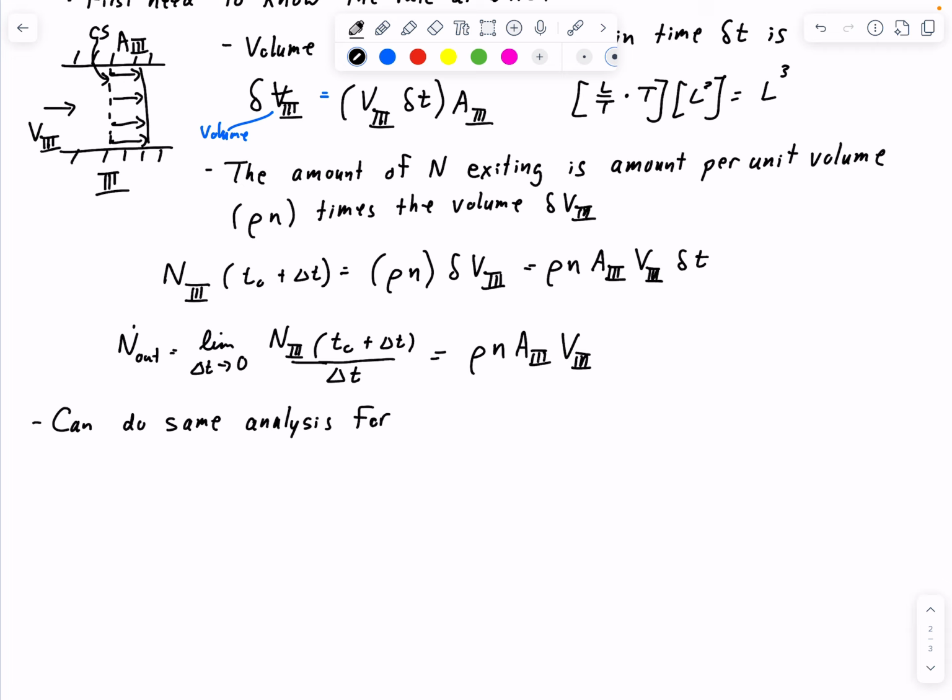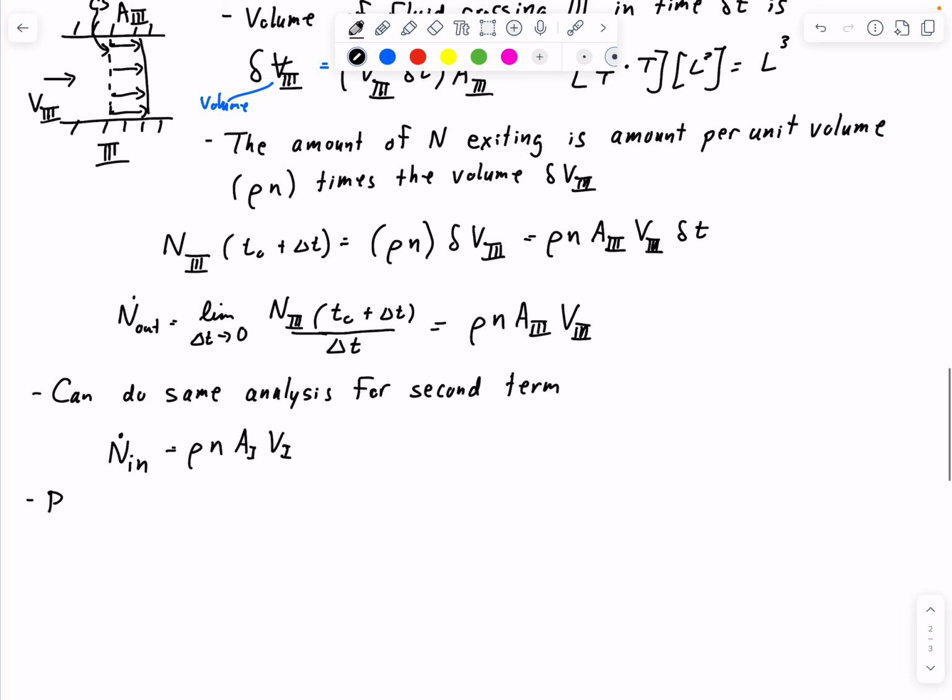For your second term, we're not going to go through that, but you'll end up with a very similar result, which you'll find that the rate at which this extensive property is entering or coming in is equal to rho A1 V1. So we have expressions for our first term, our third term, and our second term, and now we're going to put it all back together.